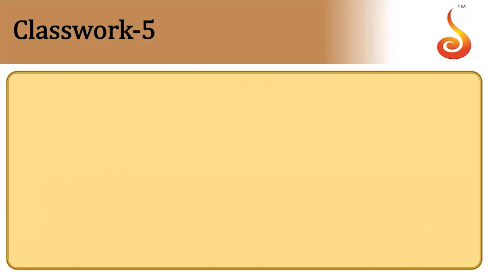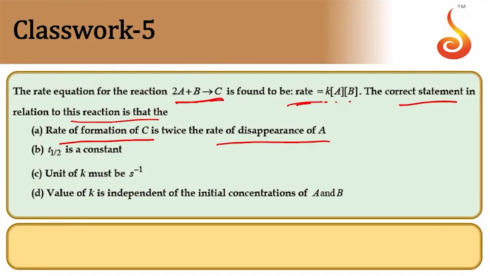If you observe the equation given to us, it is 2A plus B giving rise to C. So from this we can say minus 1 by 2 dA by dt is equal to dC by dt. So the rate of formation of C will be equal to half the rate of dissociation of A. Therefore this option will be false. Then, T half is a constant value.